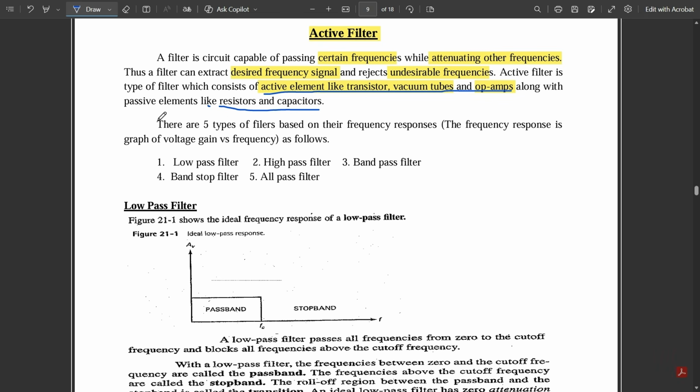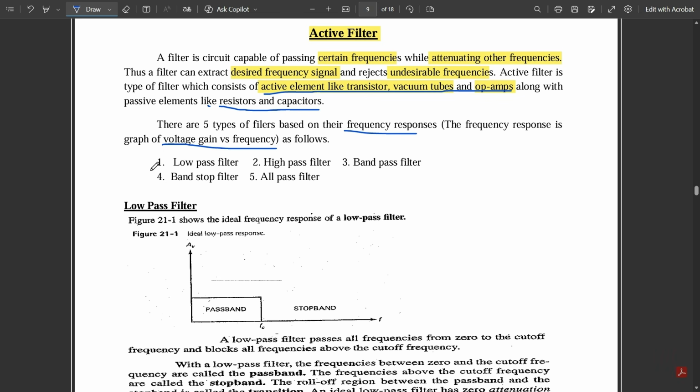Based on the category, active filters can be described as five types based on their frequency responses. The frequency response is a graph of voltage gain versus frequency. So this is the basic frequency response with respect to voltage gain and frequency, and with respect to that we have five important kinds of filters. One by one we'll discuss each of them.